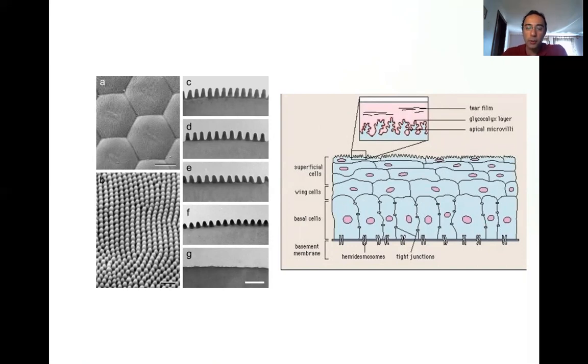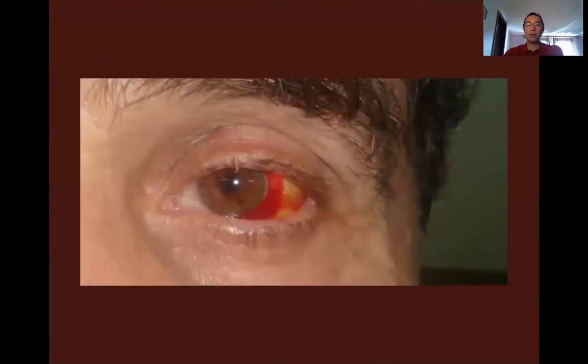This slide is actually important because not only the opacities on the cornea can cause a decrease in visual acuity, but also the disruption of the corneal tear film may cause a decrease in visual acuity. Now let's have a look at our first entity.